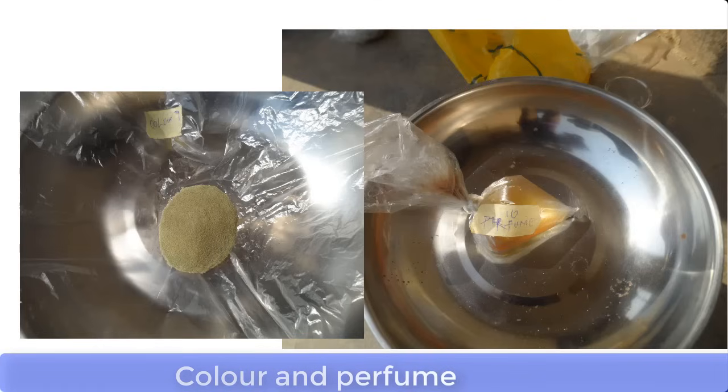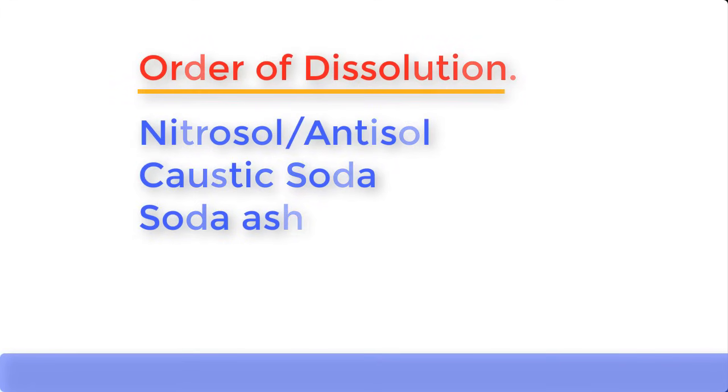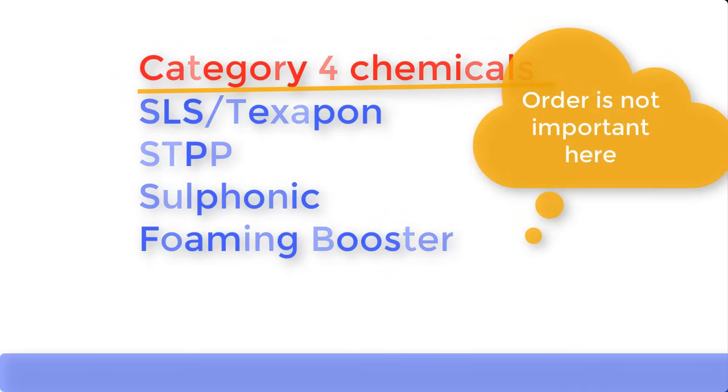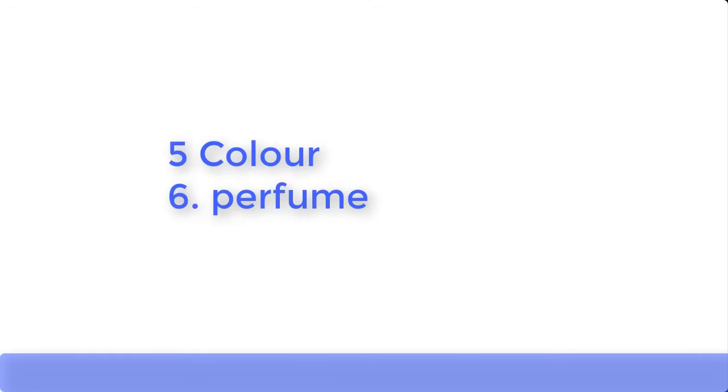Please note that you will have to dissolve these chemicals in the order that I have listed. If you miss the order, you will not get a good quality soap. Hence, it has to be in this particular order: nitrosol or antisol, that's number 1. Number 2 is caustic soda. Number 3 is soda ash. And the fourth group of chemicals, in this category order is not necessary. You can start with any one and end with any one: SLS or Texapon, STPP, sulfonic, and foaming booster. And the fifth chemical is color, while the sixth one is perfume.